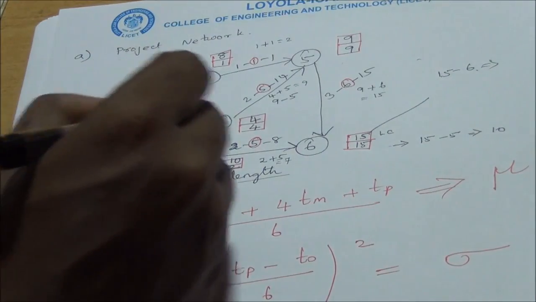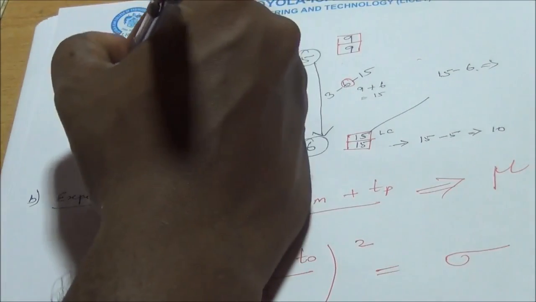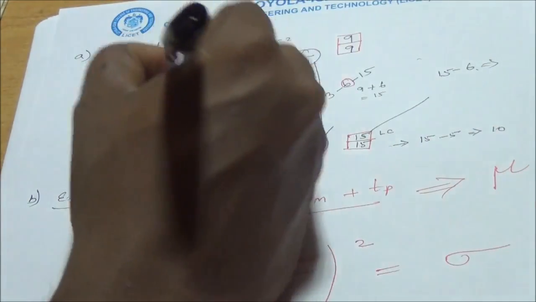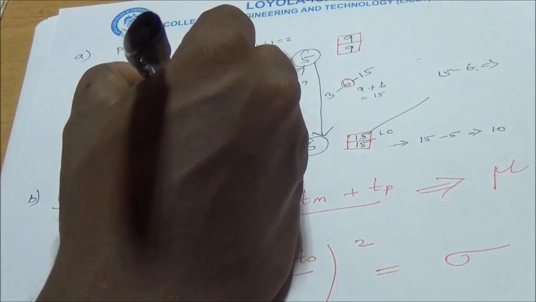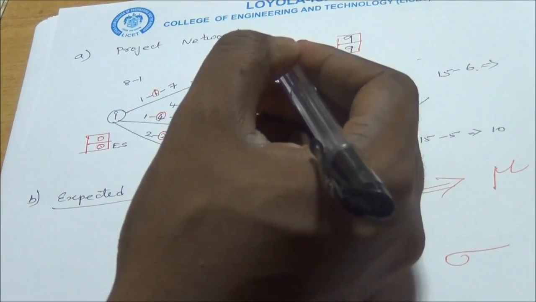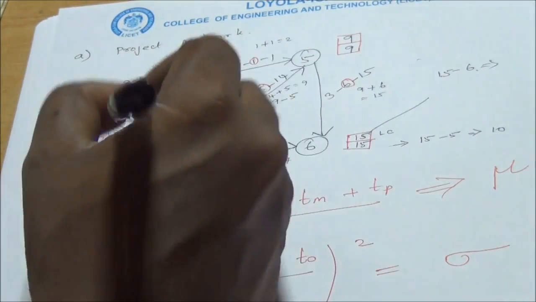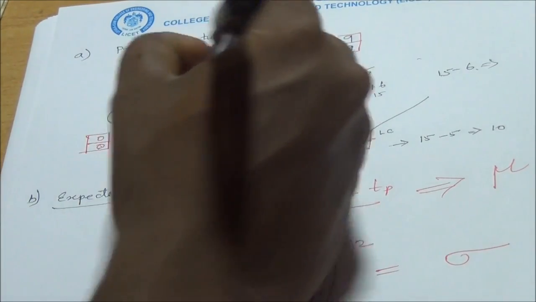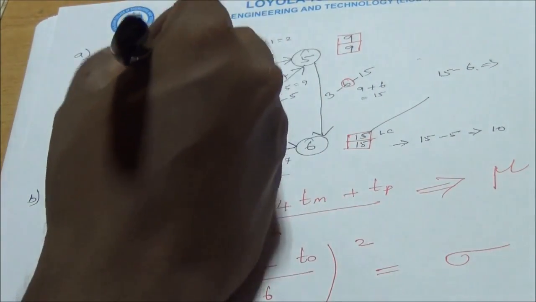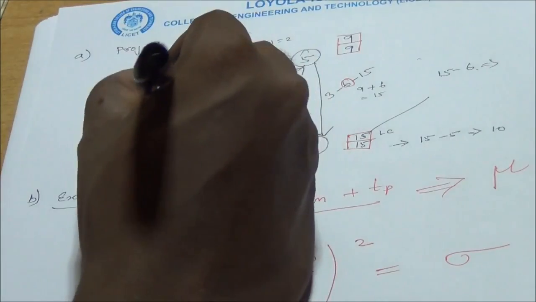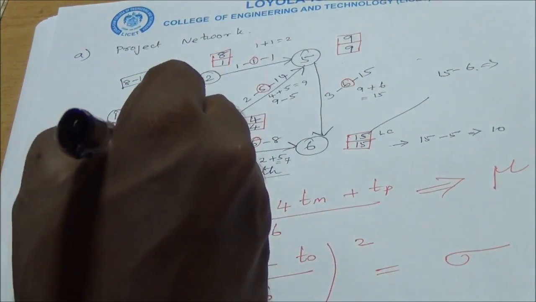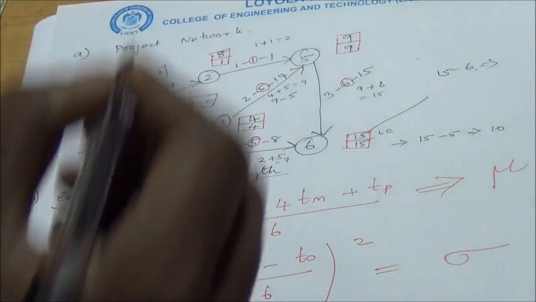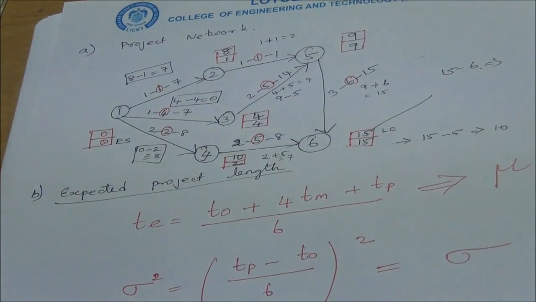For 1 we have 3 outgoing arrows. One is 8 minus 1, another is 4 minus 4, and another is 10 minus 2. So we have 7, 0 and 8. The minimum of 7, 0 and 8 is 0. So we have to write 0 here. This is how we compute the critical path for the given network.